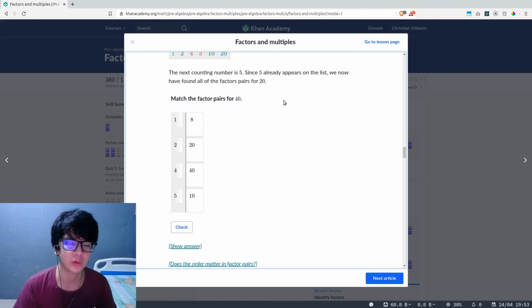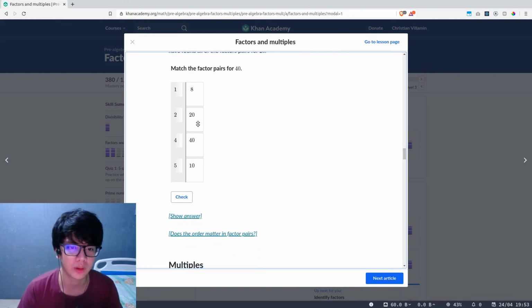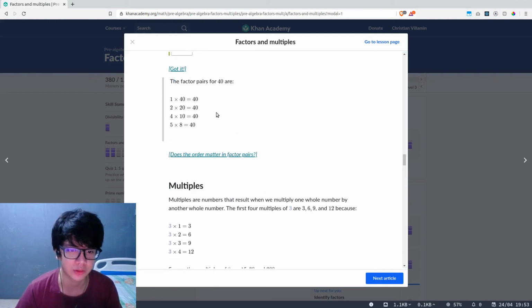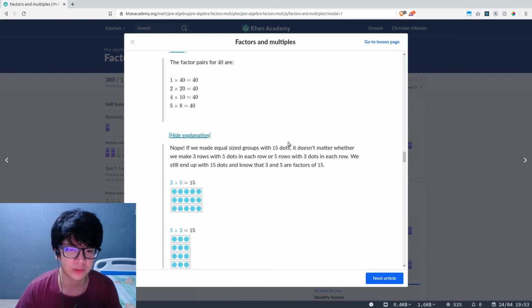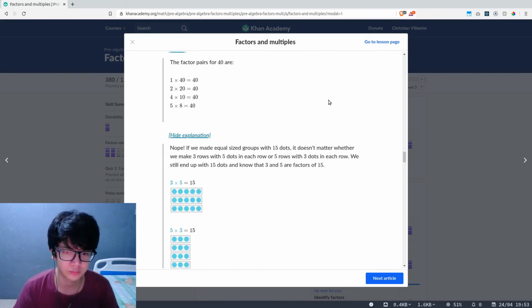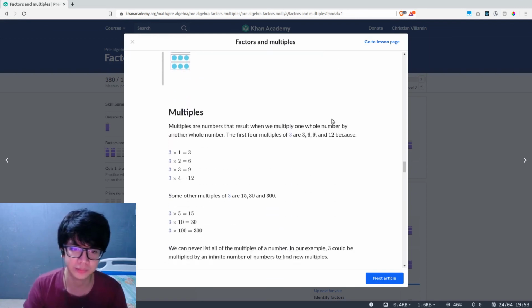Factor pairs for 20. Match the factor pairs for 40. 45. Yeah, okay, cool. But what? Show answer. Stored in the factors. Nope. Okay.